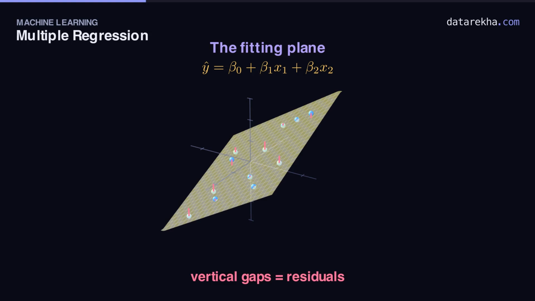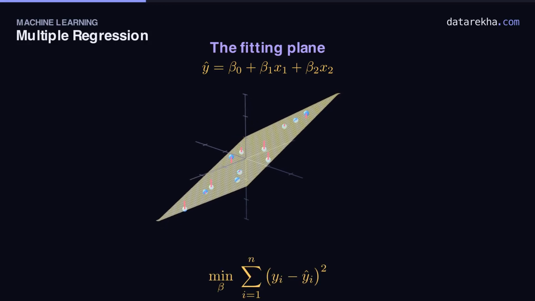The data is noisy. So for each example, we drop a straight vertical line from the true point down or up to the plane. That gap is the residual, the error the plane makes right there. And here is the whole objective in one sentence. Out of all possible planes, we choose the one that makes these vertical gaps squared and added together as small as they can be. Least squares.